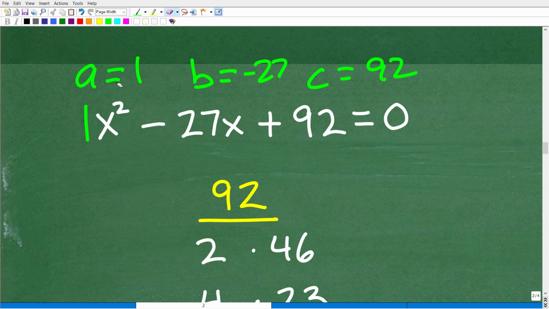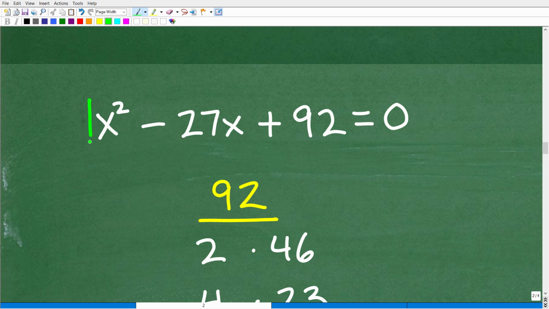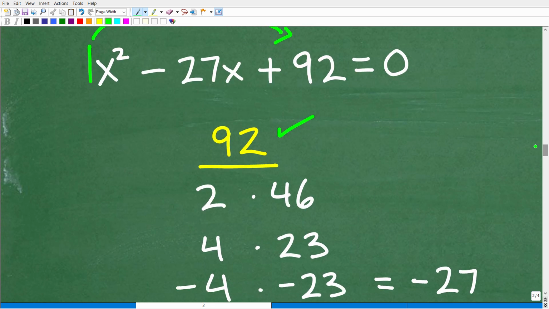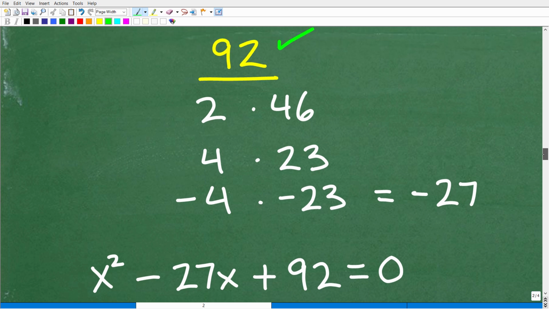Okay. Now, it's always, again, important to have your trinomials in standard form. But what we're going to do here is try to factor this quadratic trinomial. So here is this little technique. You're going to take the leading coefficient, which is 1, and multiply by 92. So that's going to be 92. Now, what we're going to try to do is find factors of 92 that add up to negative 27. Now you'll see why that is going to be important here in a second.